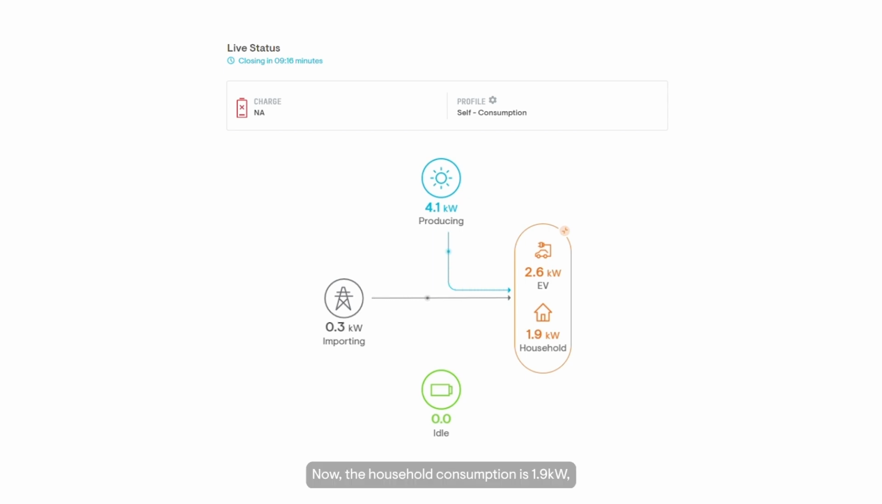Now, the household consumption is 1.9 kilowatts, and there's an import of 0.3 kilowatts to meet the increased power demand. The EV charger adjusts its charging power to 2.1 kilowatts within 30 seconds, responding to the increase in household demand and reducing the import from the grid.